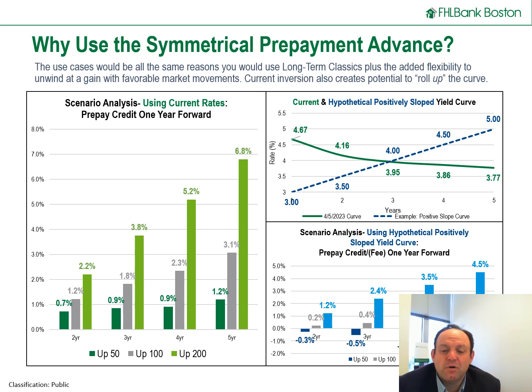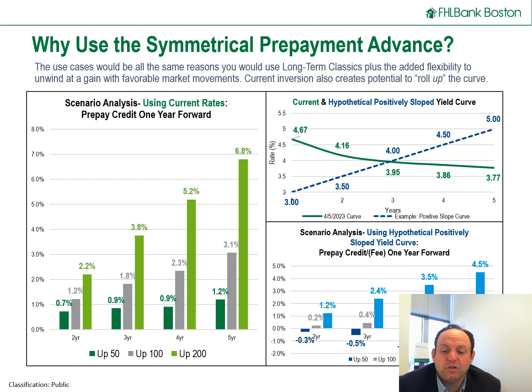So when we think about how to look at liabilities in an inverted curve world, that is where there's that opportunity to what we call roll up the curve, where you can take the liability out at a lower rate, and then absent any changes in rates, you would see some potential mark-to-market gains.